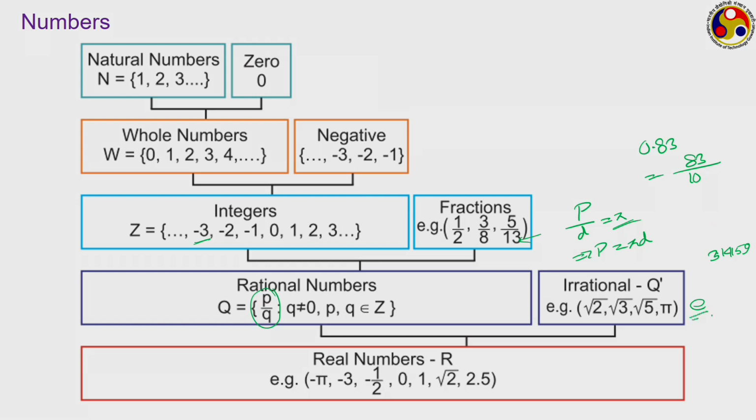The same goes for e or any other, like root 2, which is 1.414... an infinite series. So, these are all irrational numbers. If we find an end of the series, we can always represent them in a rational form.